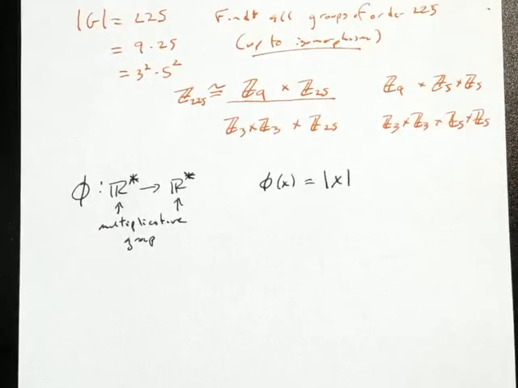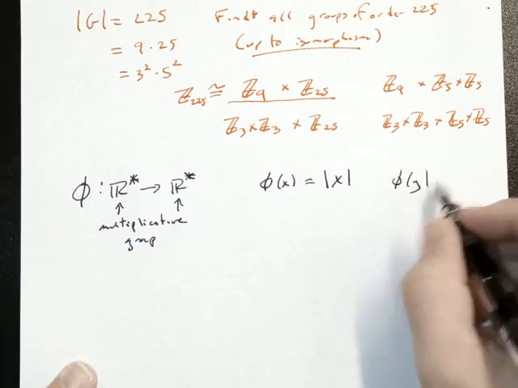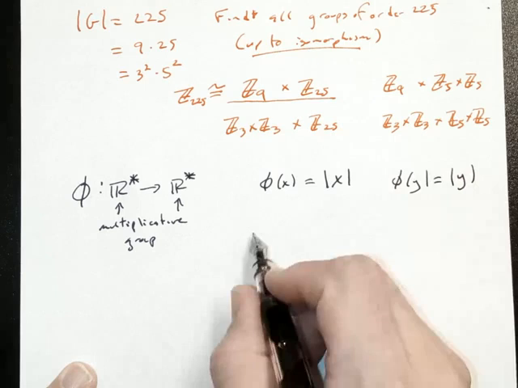So this question asks, is this map a homomorphism? How do I know if something's a homomorphism? If it obeys sigma of xy equals sigma of x, sigma of y. This isn't sigma this time, this is phi. Or, sorry, okay. So I need phi of x and phi of y. Phi of y is the absolute value of y.